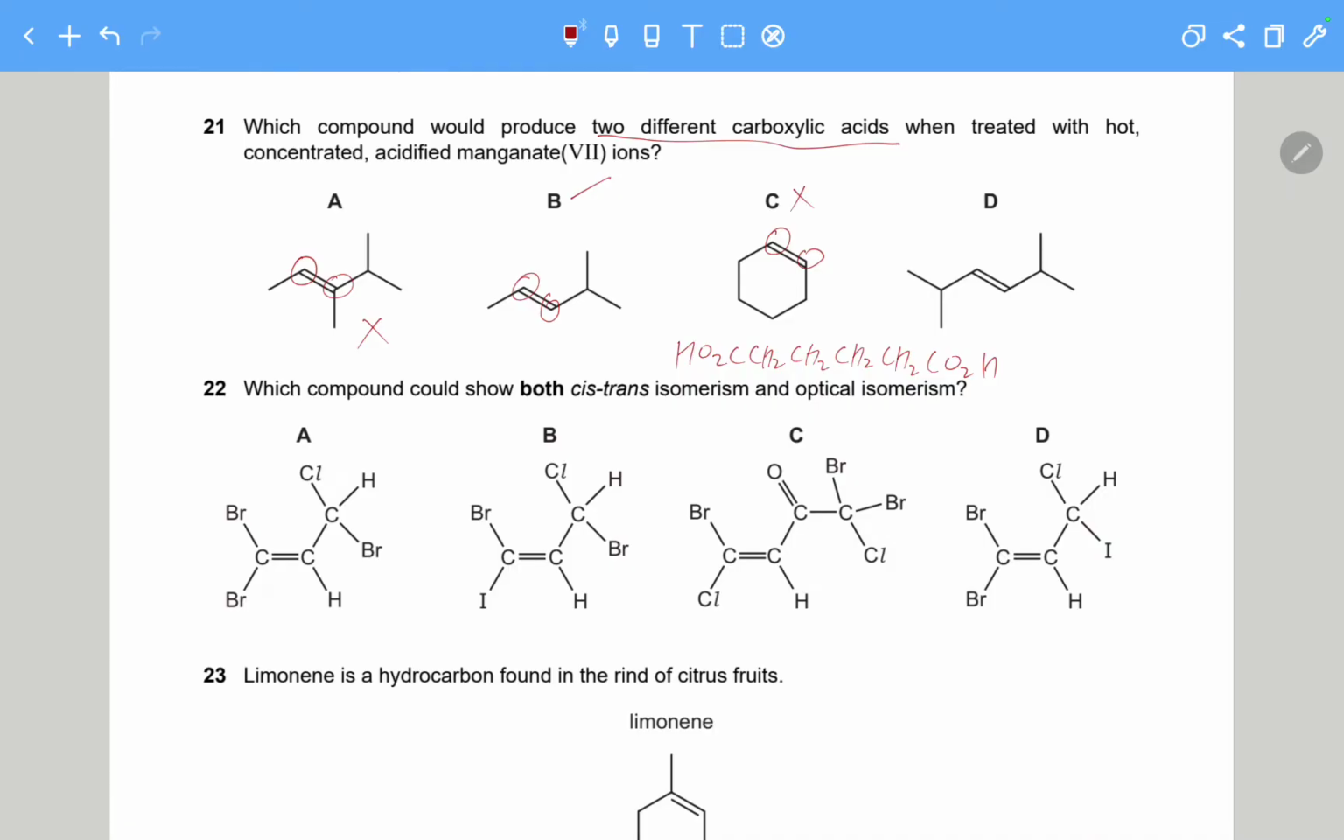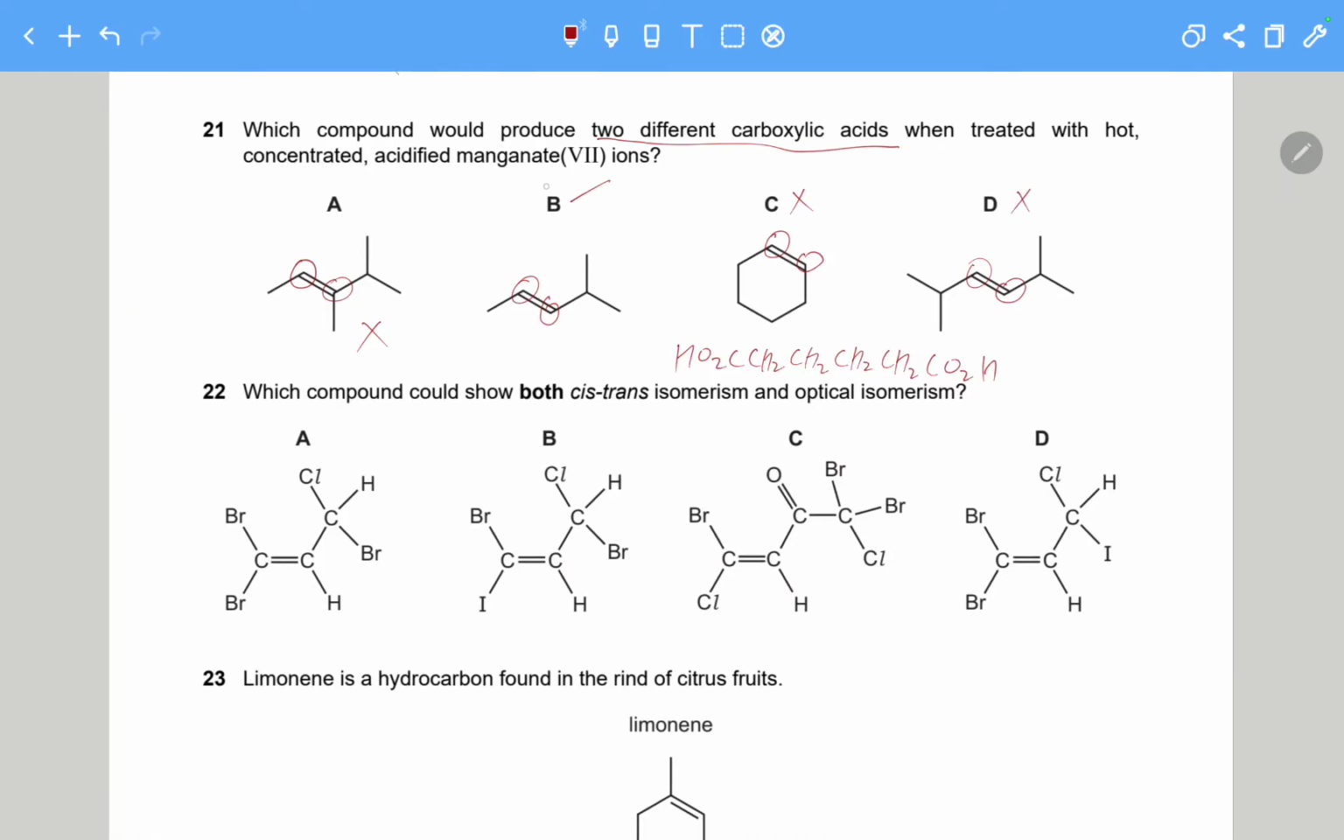Then if we look at D, we have this carbon which will give a carboxylic acid. We also have this carbon which will give a carboxylic acid. But you will realize that the molecule is symmetrical about the carbon-carbon double bond. So we'll essentially get the same carboxylic acid, not two different carboxylic acids. And therefore we can cross this out. So the correct option is B.